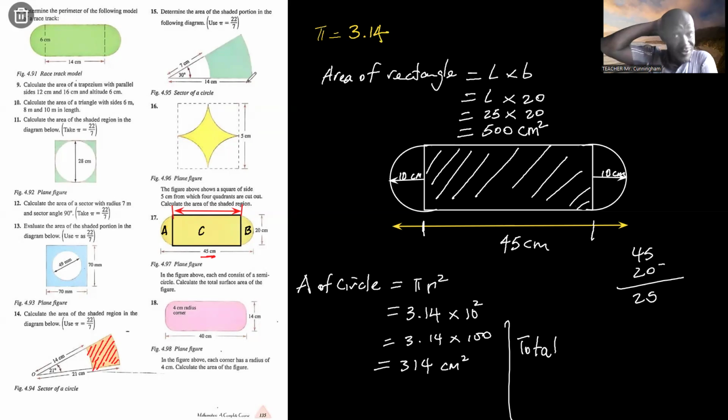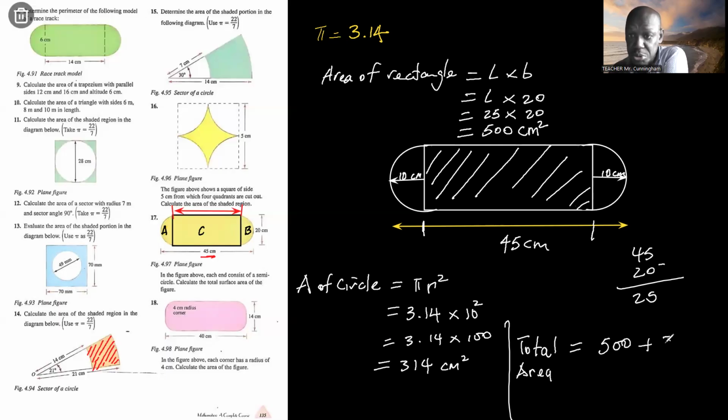All right, I'm back. So the total would be 500 plus the total area, 500 plus 314. Any questions pertaining to this? No, sir. I'm giving you all number 18 to do for homework. We'll try that one and you tell me how you did it.